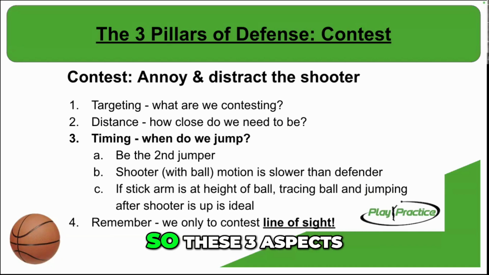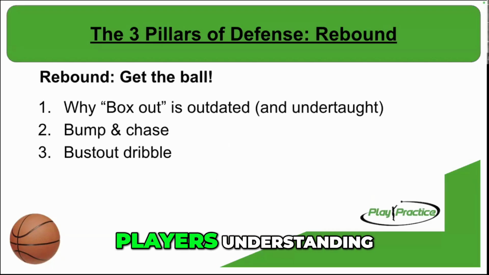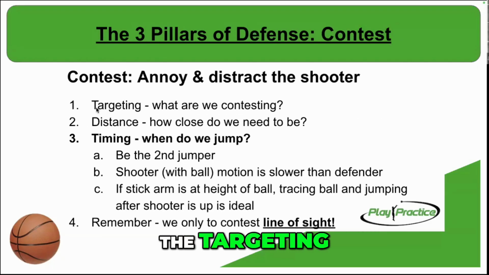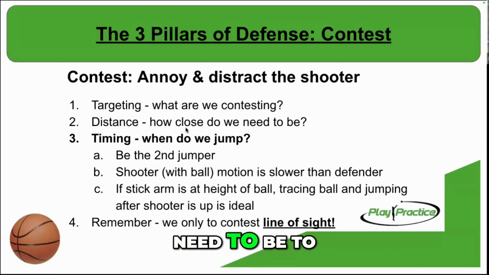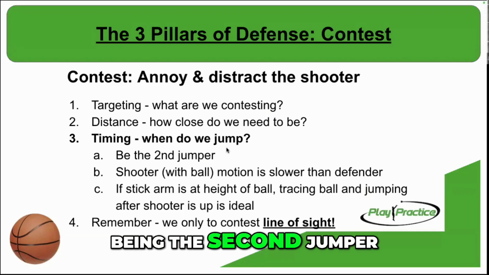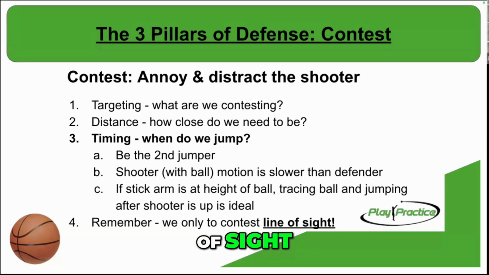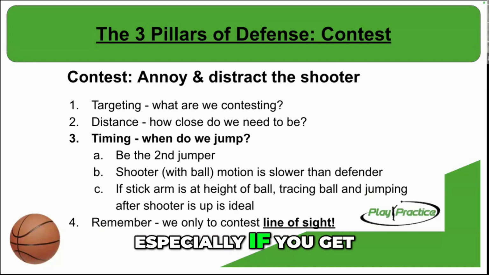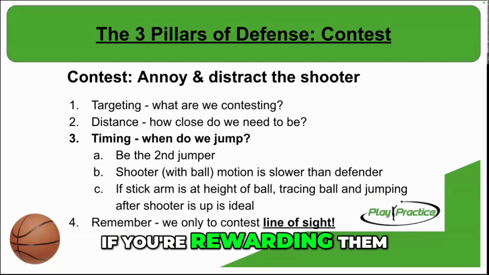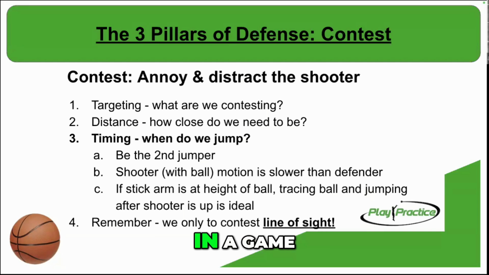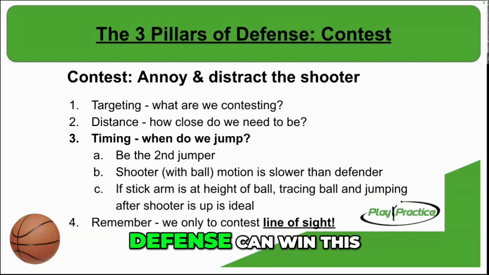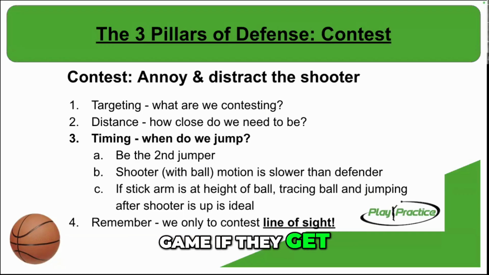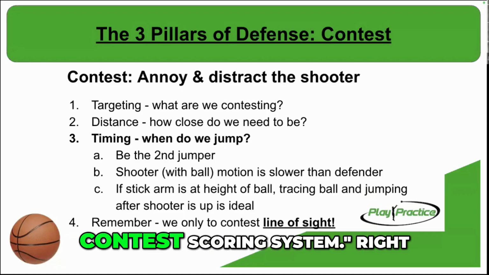So these three aspects: if you really get players understanding the targeting, what we're trying to contest being the line of sight, how close they actually need to be to have an impact, and the timing of going up after the shooter, being the second jumper and reaching that line of sight, then players will start to buy into that, especially if you get an incentive, like I just said. If you're rewarding them every time they do it with 2 points in a game, whatever game you're playing, it doesn't really matter. It's just like, hey, by the way, defense can win this game if they get 5 points from our contest scoring system.